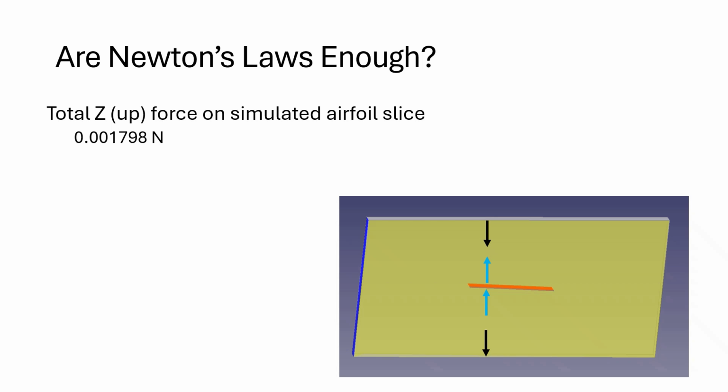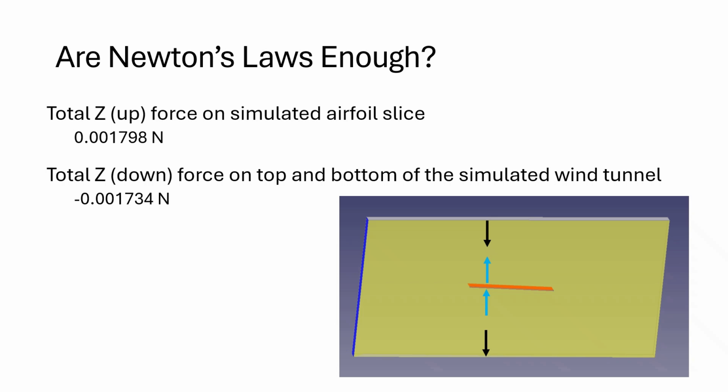is 0.001798 newtons. Not very big, but it's just a little slice. Our force down, minus 0.01734, which is close, but yeah, no cigar, I'm sorry. 3.7% is getting big enough to make me wonder if we missed something. So yeah, we got a rabbit hole to go down here. Hopefully we don't have to go too far.